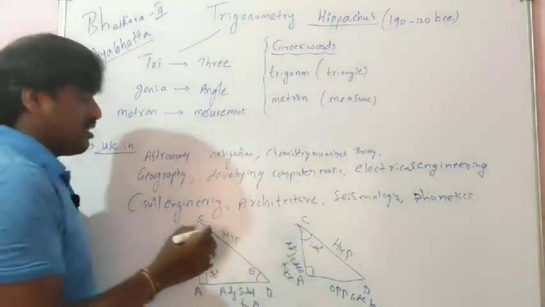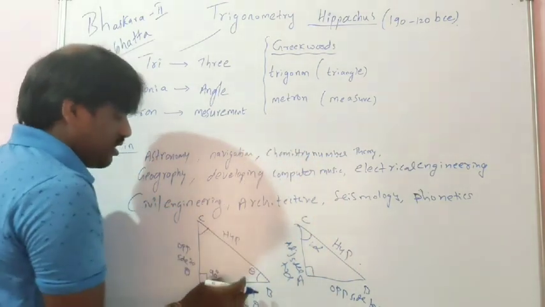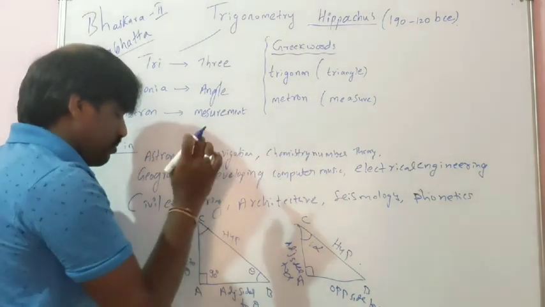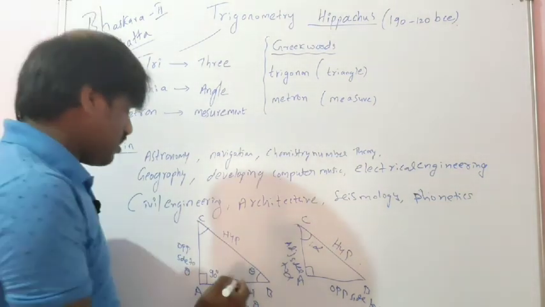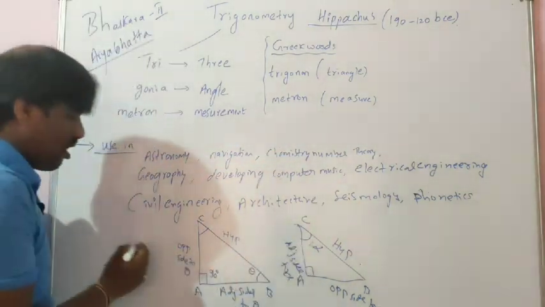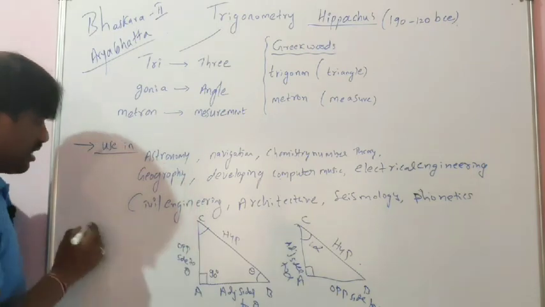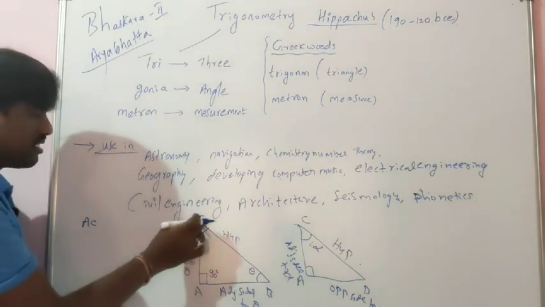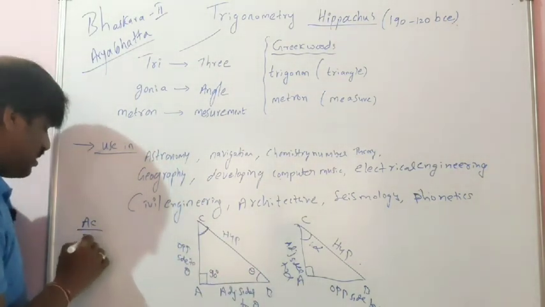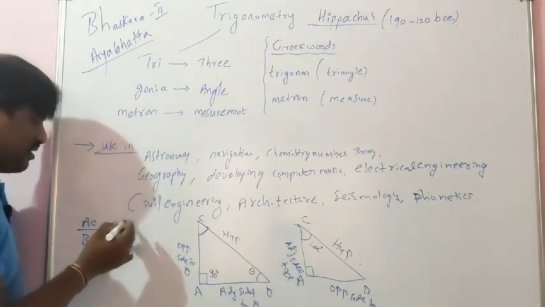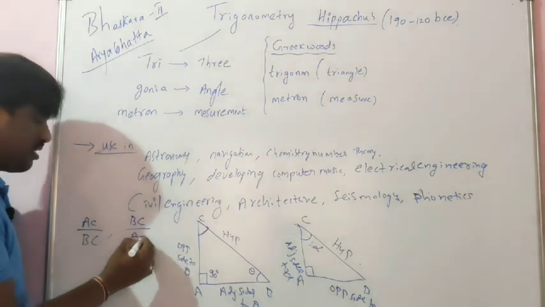So you know sine theta is opposite by hypotenuse, opposite by hypotenuse is what we call sine theta. Let us see what ratios we have. According to this angle, I can write AC by BC, and I can write its reciprocal, BC by AC, right?